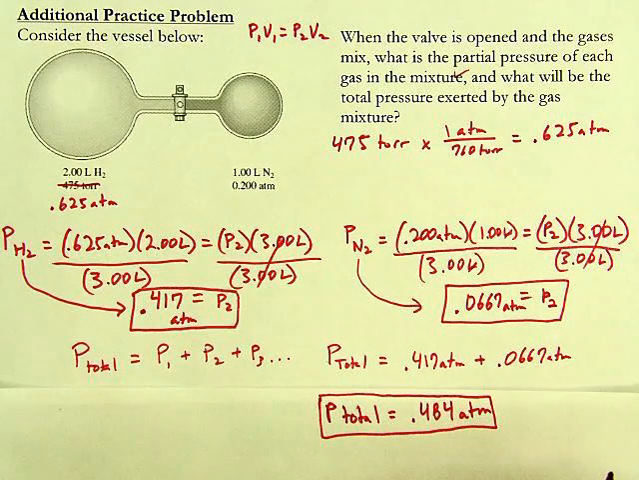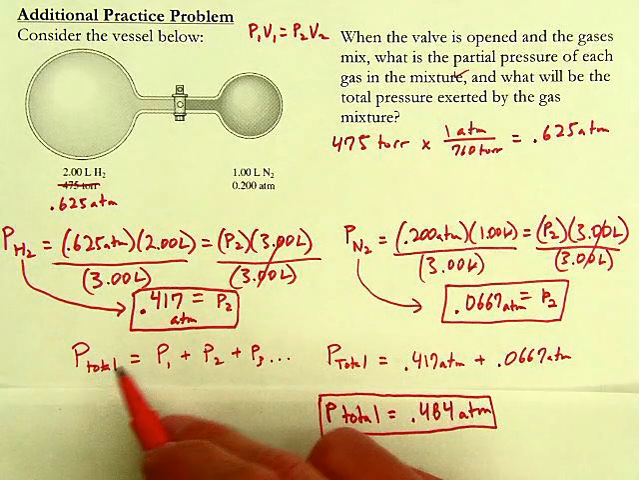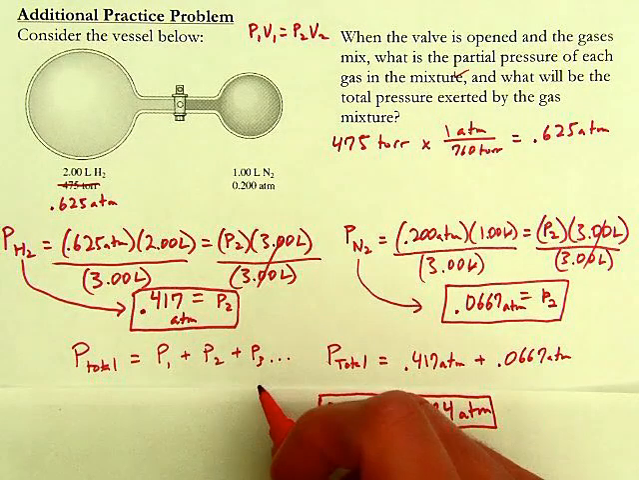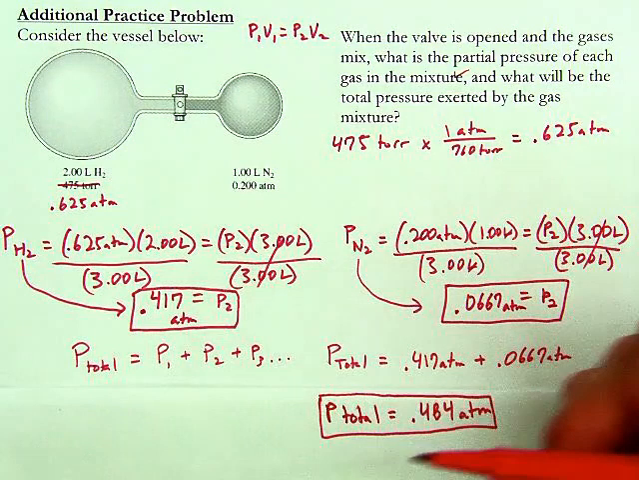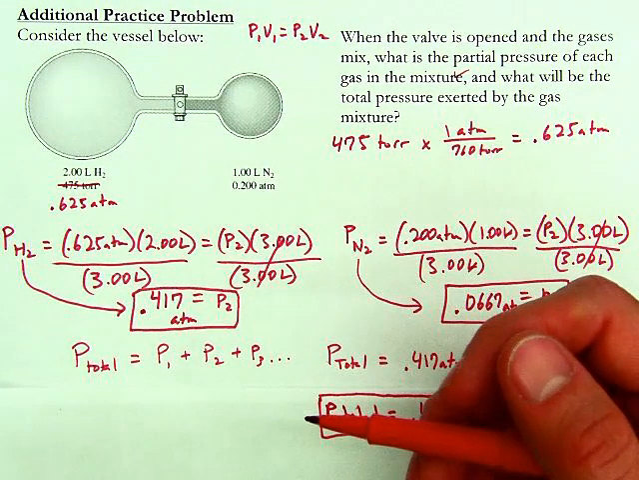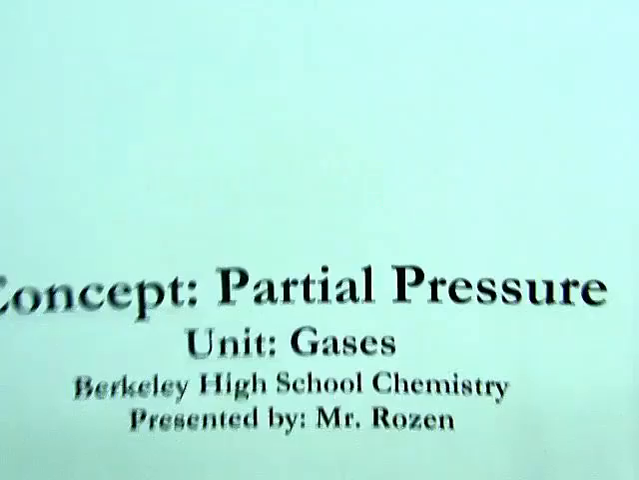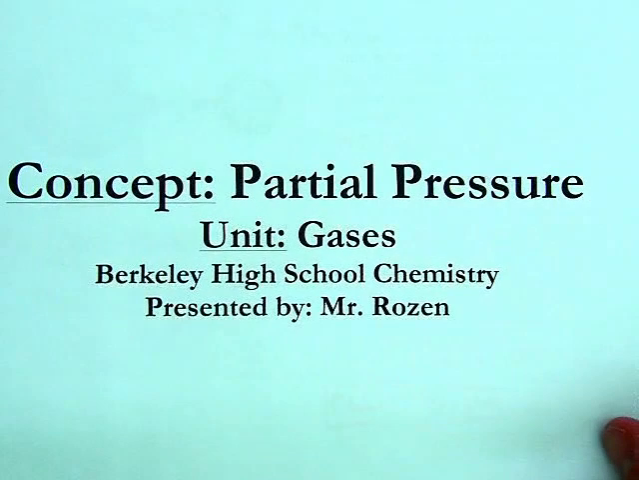I know this has been a long video. Like I said, there's a lot of different styles of problems for partial pressure, but they all rely on the idea that the total pressure is the sum of the pressure of each gas in a mixture. And if you know the total pressure and how many moles you have, you can also solve for the partial pressure of each gas. All right? So this has been a video on partial pressure of gases.